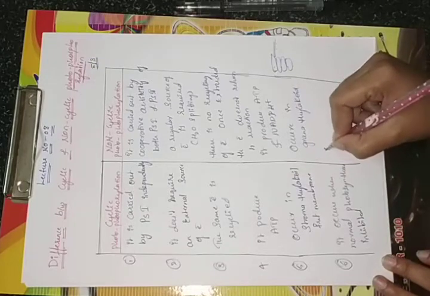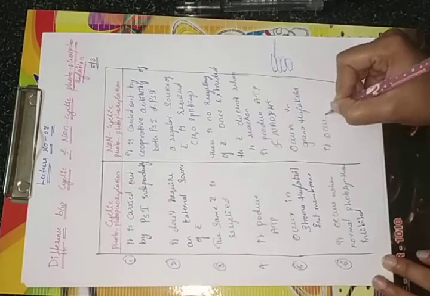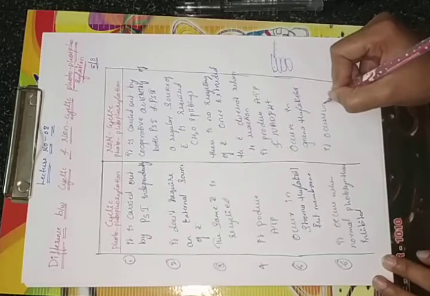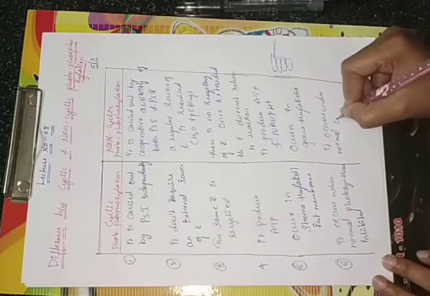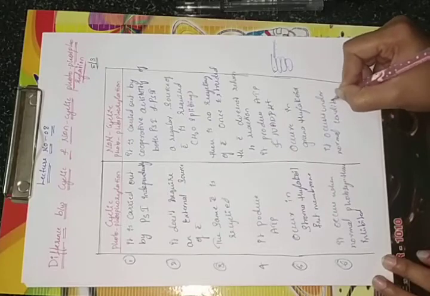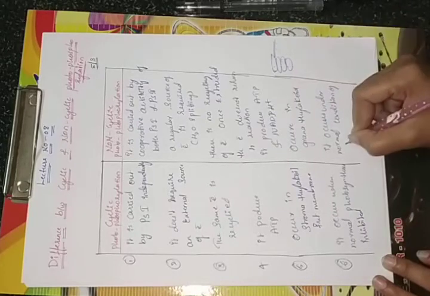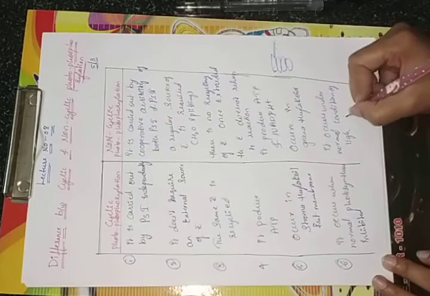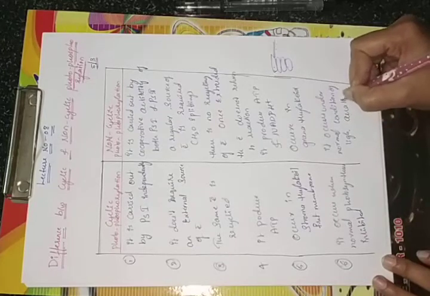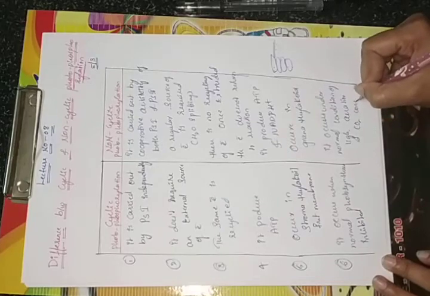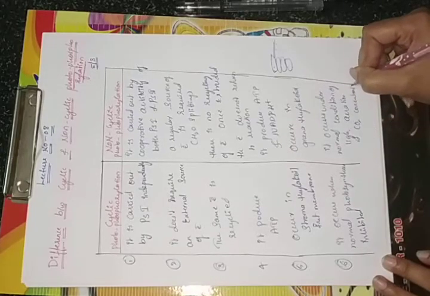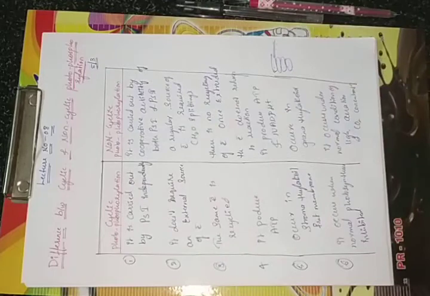Non-cyclic occurs under normal condition of light, aeration and CO2 concentration. Okay, these are the 6 differences between cyclic and non-cyclic photophosphorylation.